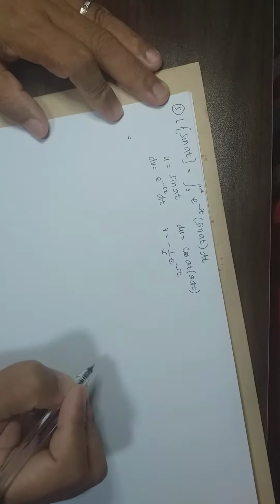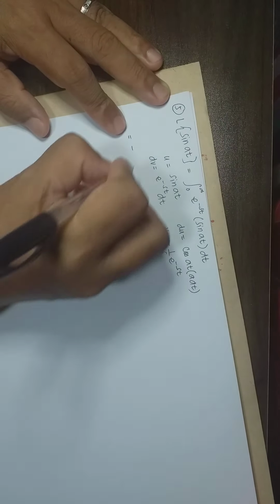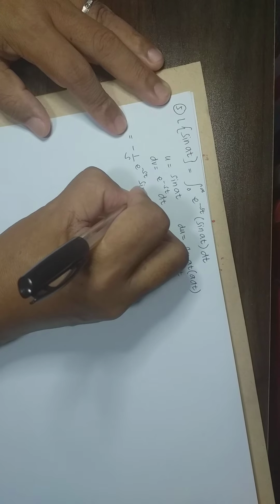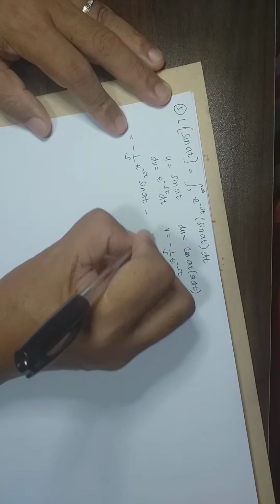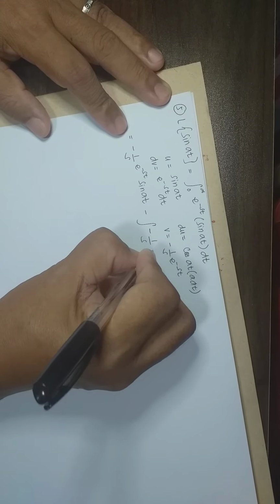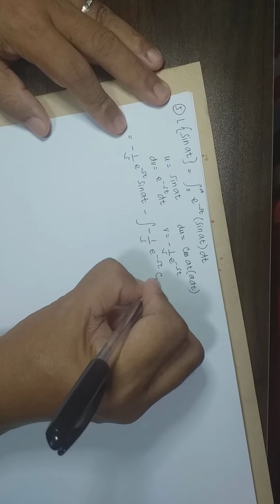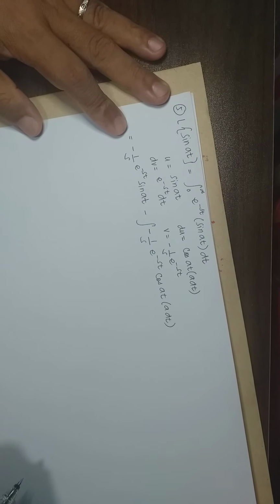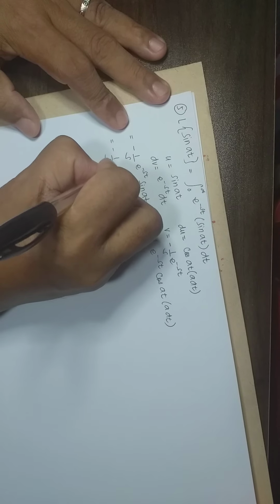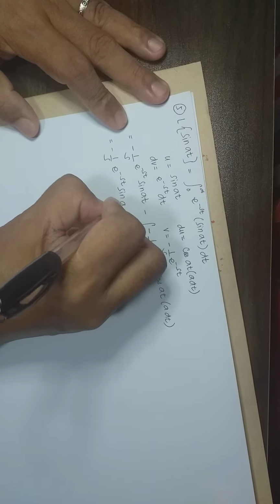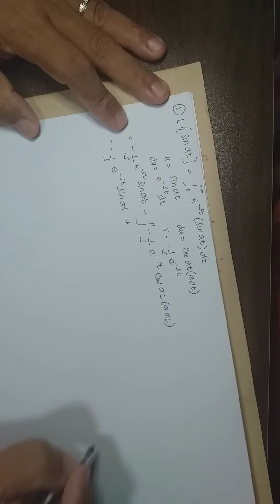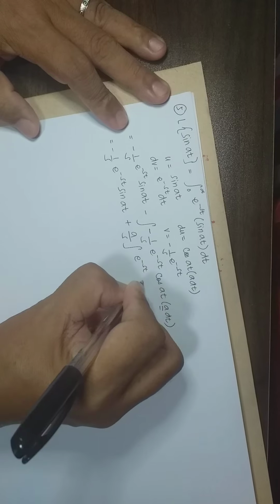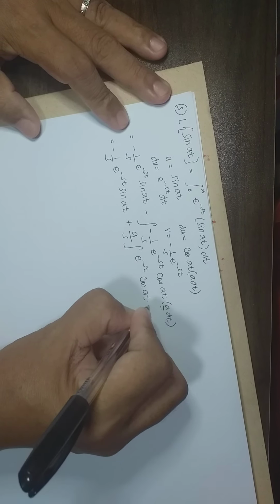And we have uv, negative 1 over s e to the negative st sine at, minus the integral of negative 1 over s e to the negative st cosine at a dt, where we have negative 1 over s e to the negative st sine at plus a over s, this a here, the integral of e to the negative st cosine at dt.